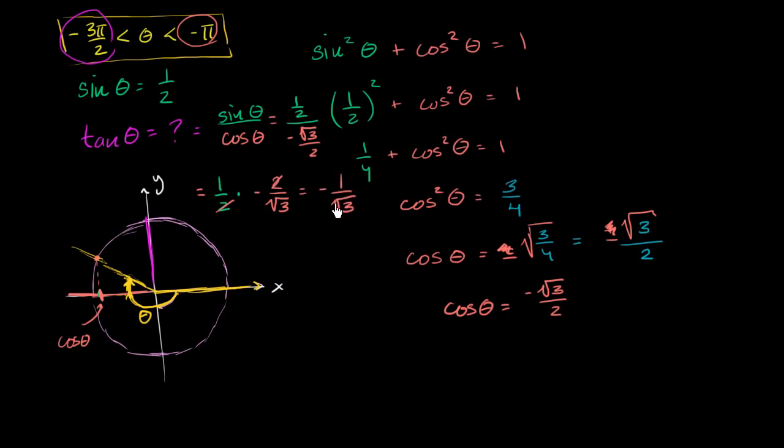Now, some people don't like a radical in the denominator like this. They don't like an irrational denominator. So we could rationalize the denominator here by multiplying by square root of 3 over square root of 3. And so this will be equal to negative square root of 3 over 3, which is the tangent of this angle right over here. And that actually makes sense because the tangent of the angle is the slope of this line, and we see that it is indeed a negative slope.